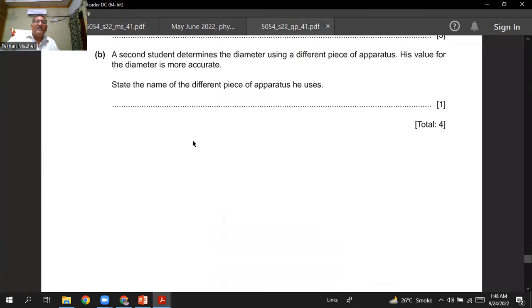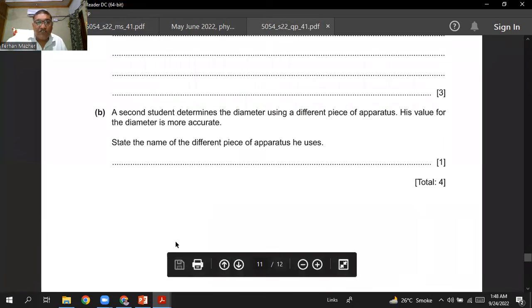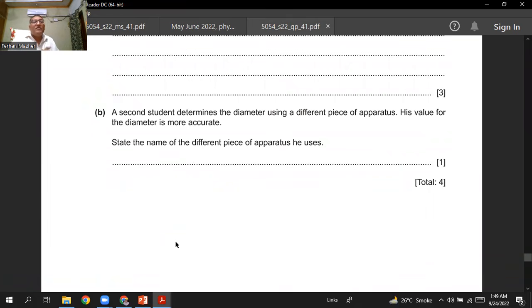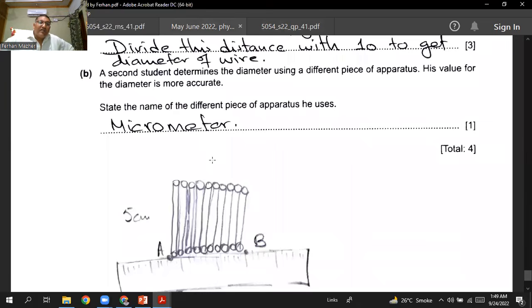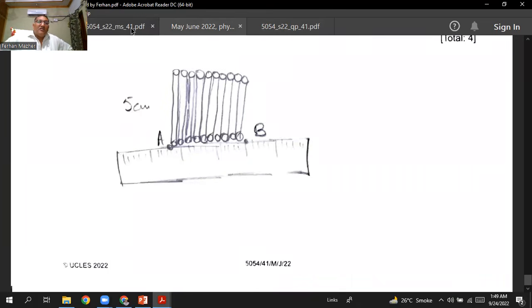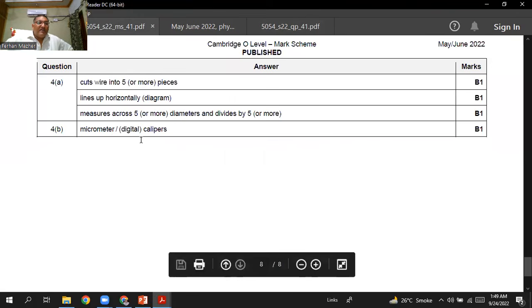Okay, the last question they are asking is, a second student determines the diameter using a different piece of apparatus. His value for the diameter is more accurate. State the name of the different piece of apparatus he uses. You see, if you want to measure the diameter of a wire very accurately, the instrument which we use is a micrometer. So this is the answer which I have written, micrometer. Digital calipers can also be used.